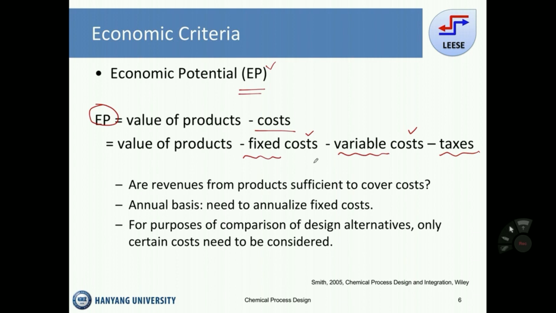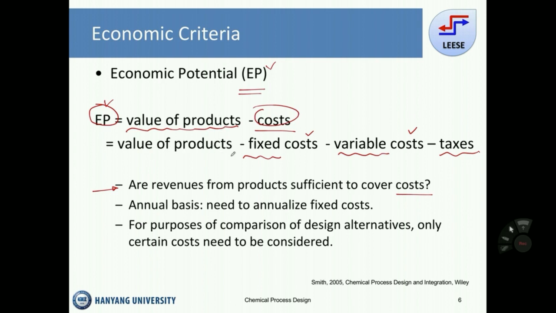Okay, so based on the economic potential, we want to find the answer to these questions. For example, is our revenue from the product sufficient to cover the cost? So the major costs are evaluated, then checked against the revenue from selling the product. If we have a sufficient benefit bigger than the cost, then we will take that project.